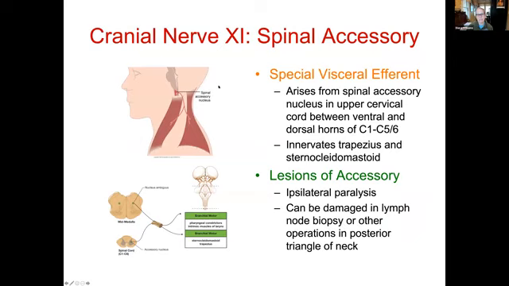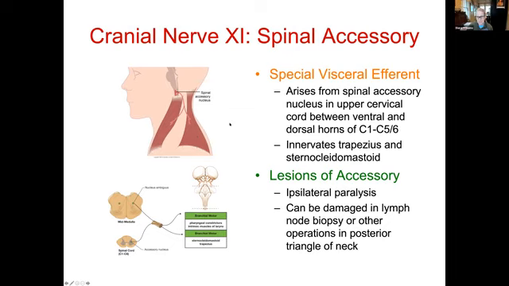Okay, we're getting there. 2 more nerves to go. So the next nerve is cranial nerve 11, which is the spinal accessory nerve. This nerve is actually considered in your book to be special visceral efferent fibers that innervate skeletal muscle. So this is a purely motor nerve. They innervate musculature of the sternocleidomastoid and the trapezius muscle. Those are the 2 muscles that they innervate.